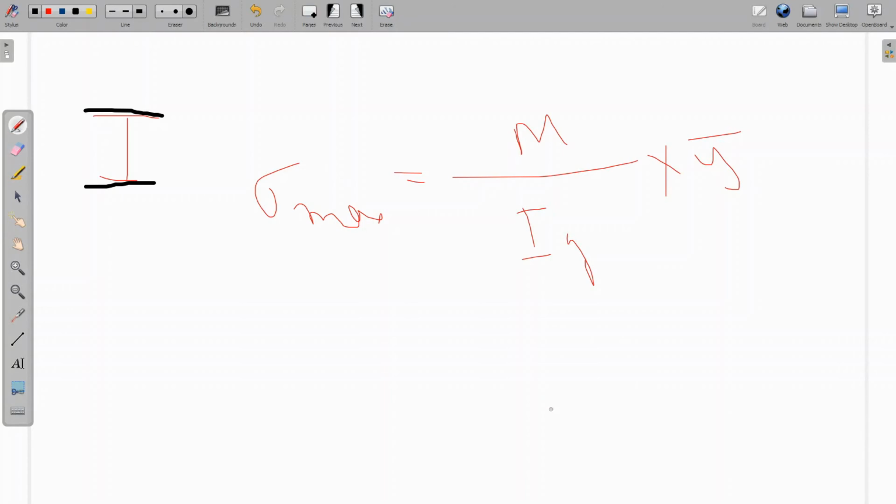You find out this value, which must be less than how much? 165 MPa. That is the permissible bending stress. If that is fine, then you can say your design is safe. If it is not fine, you change the section.